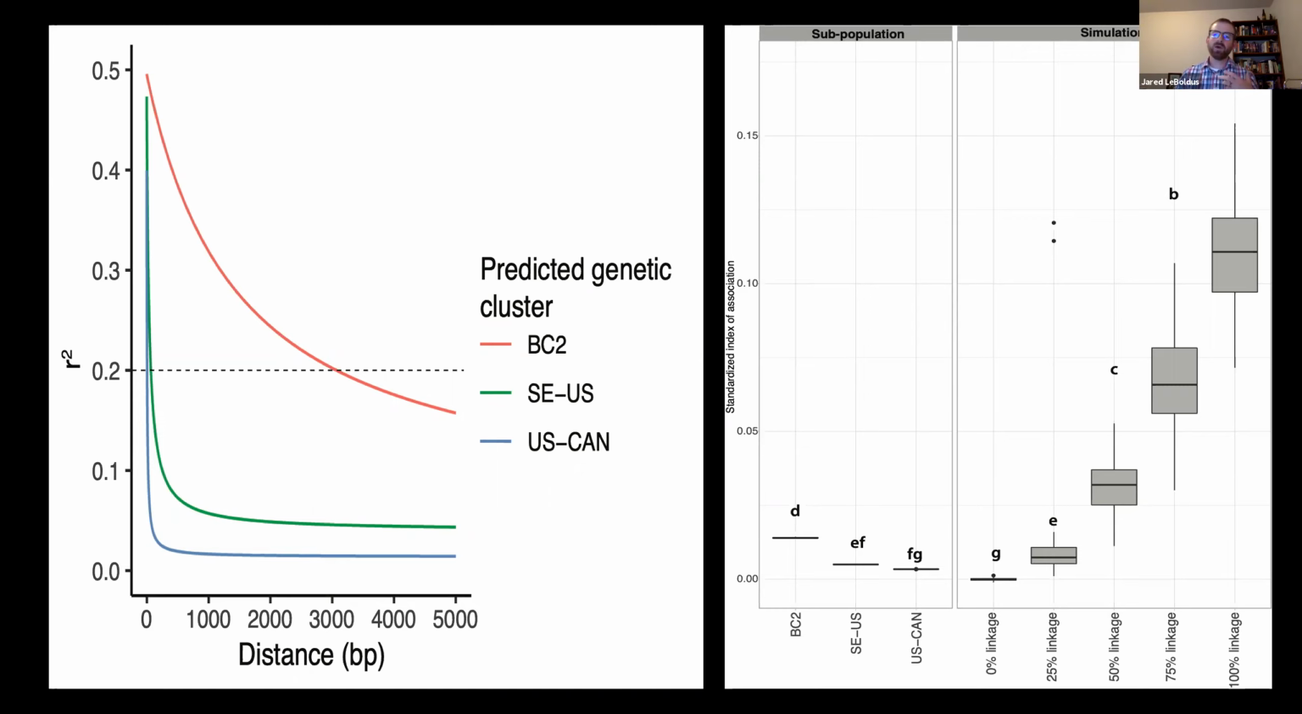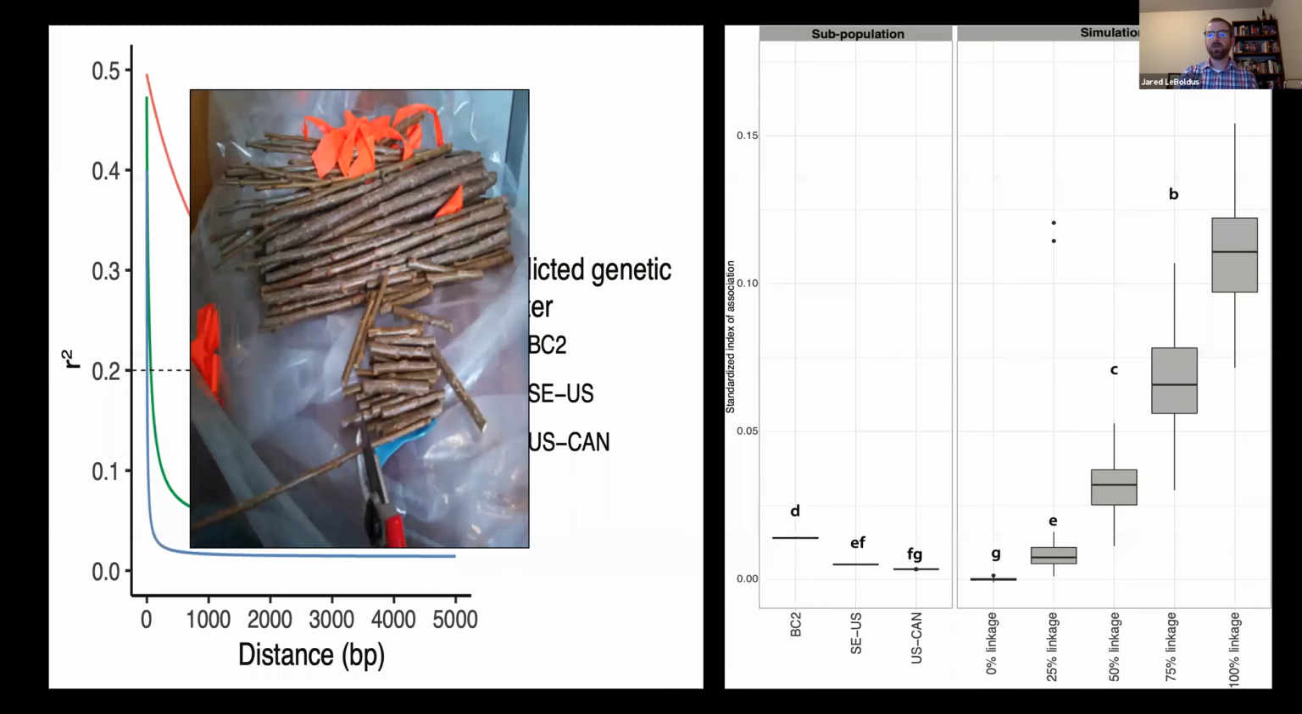Okay, so I've hinted at the fact that the movement of this pathogen seems to be linked to the movement of poplar across the United States and Canada. I'm not sure how many in this audience are familiar with how poplar are propagated. Basically, you take a 10-centimeter piece of wood that's the current season's growth. So you see a big pile of sticks there.